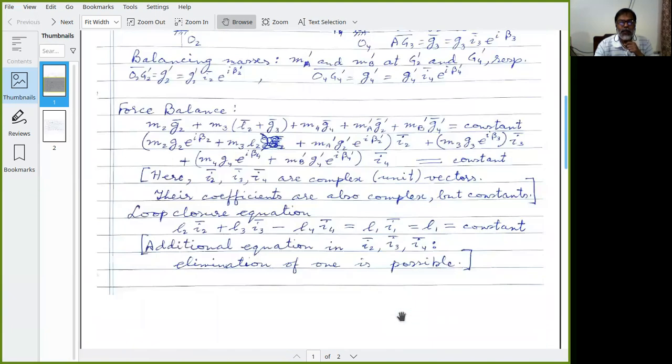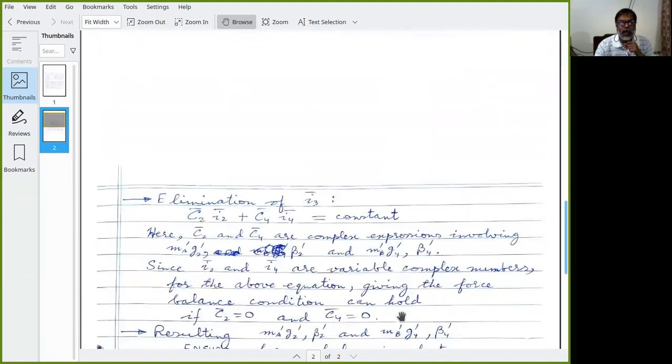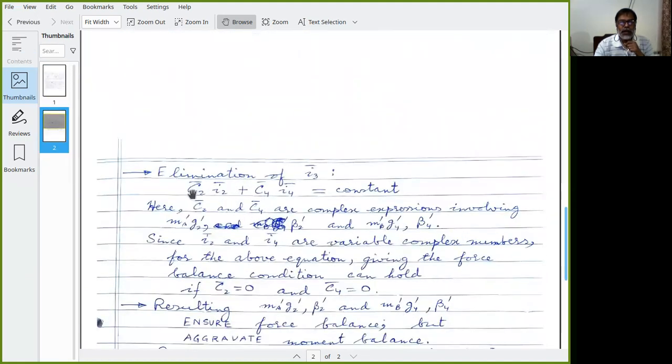Where these two complex numbers, C2 and C4, will be expressions of the data of the mechanism and the balancing masses and their positions that we are going to introduce. So these two will involve this and of course the corresponding angular position, beta, and this.